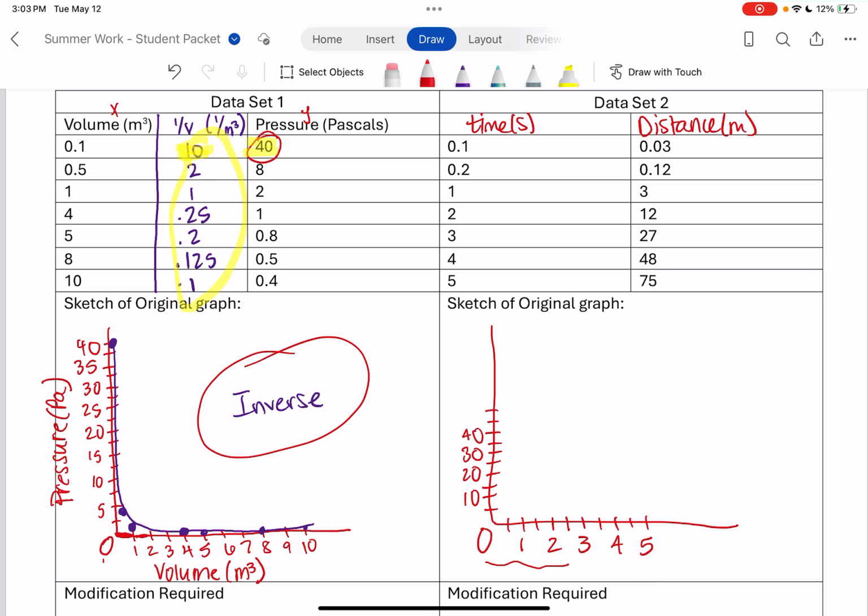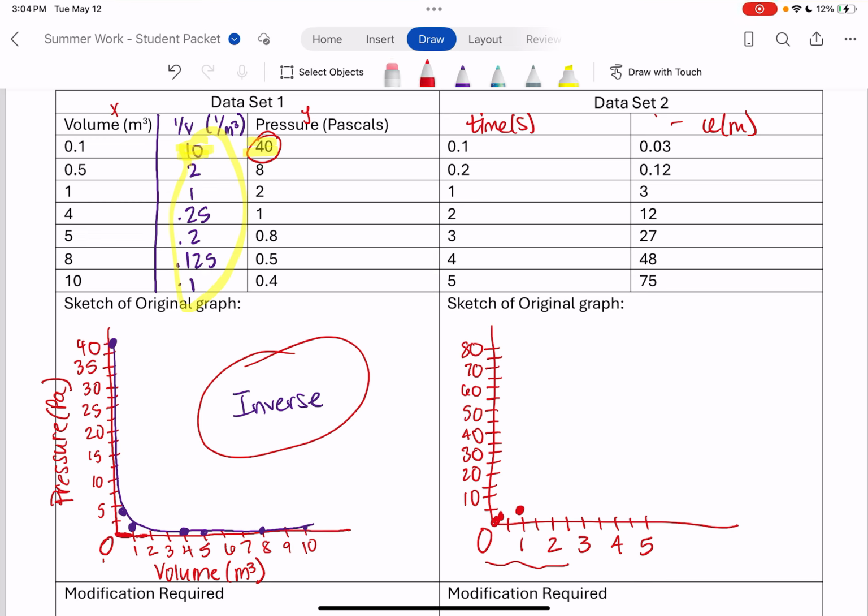5, 10, 15, 20, 25... 40, 45, 50. There we go. All right, we have 0.1 and 0.03. That's basically 0, 0. 0.2 and 0.12. Oh, these are so hard to show. 1 and 3. I know it's not quite where it should be. If I had a true grid, maybe I could make it look better. But these numbers are so small, it's kind of hard to see.